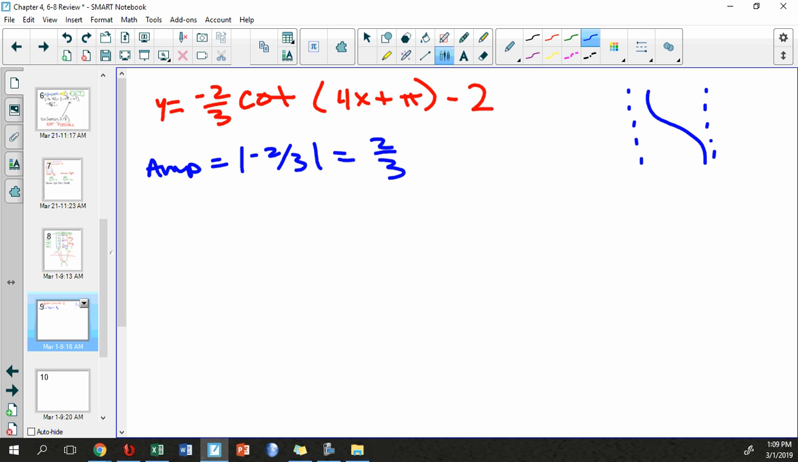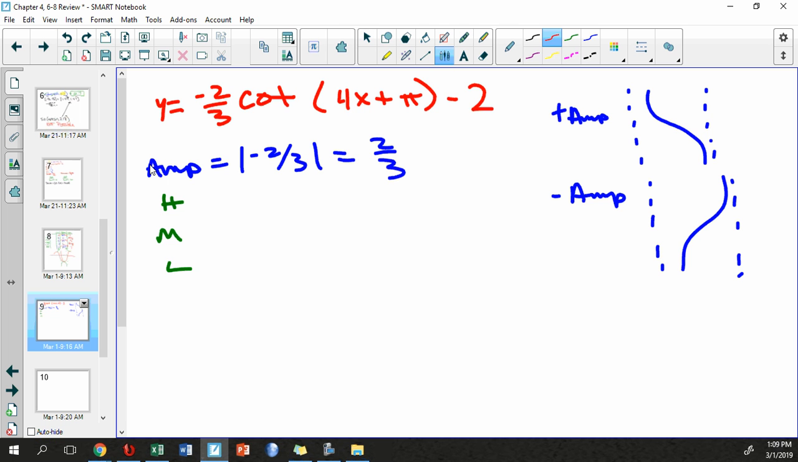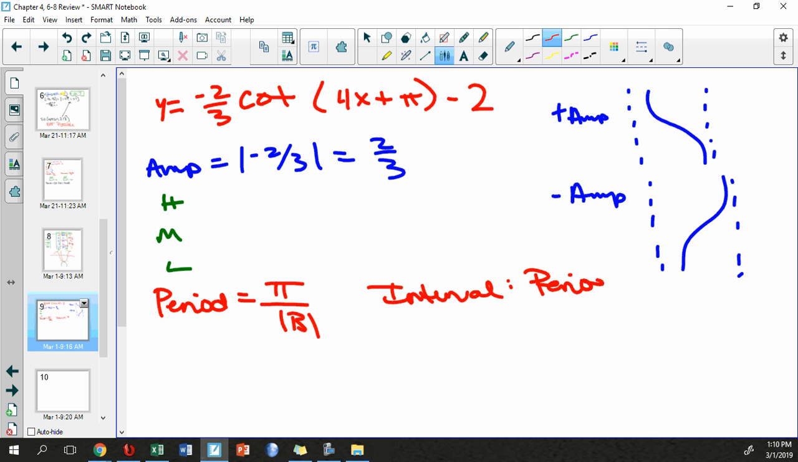But this is with a positive amplitude. With a negative amplitude, it looks like tangent, doesn't it? Right? So you need to be very careful of that. Okay? You have high, middle, low. Your period. What is the period of cotangent? It is pi divided by the absolute value of b. Number one mistake right there. Number one mistake. Your interval is found by doing what? Still the same, your period divided by 4.